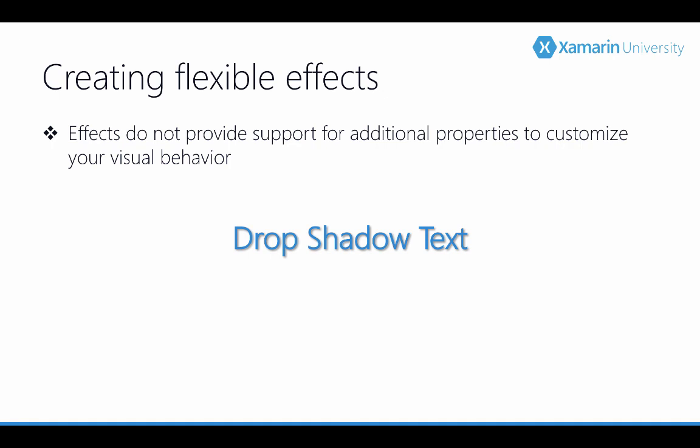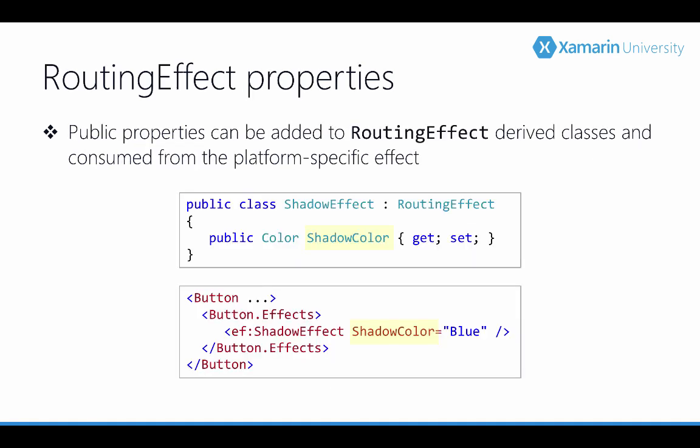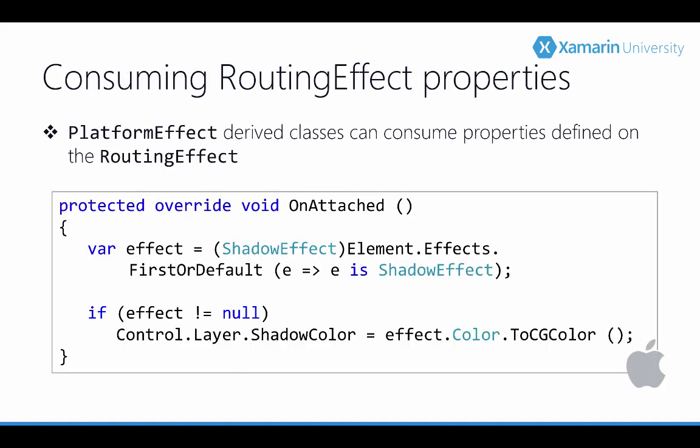So imagine an effect that adds a drop shadow. What properties might you want to configure? Maybe size of the shadow, the color, angle, or transparency. These are all common things to configure in a shadow, but they're not provided on any Xamarin.Forms elements. And one option is to add public properties to the RoutingEffect derived class, and this is a convenient place to add properties in the common code.